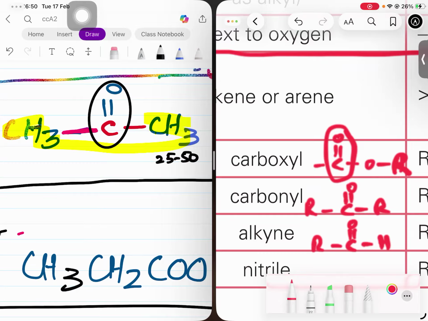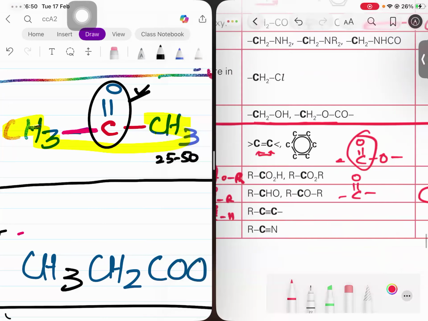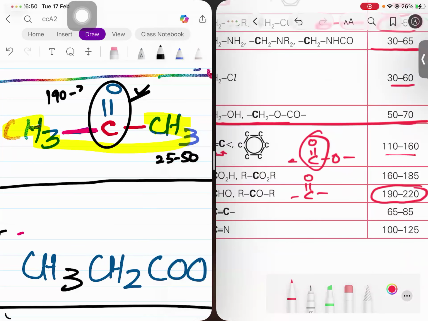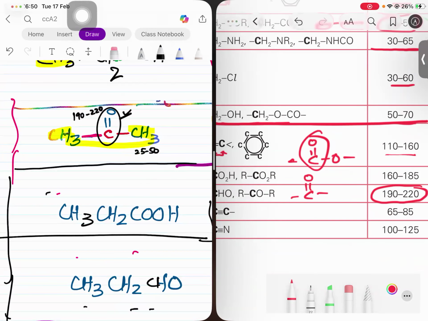So now what do you think? Is it carboxyl or carbonyl? It's a carbonyl. So what is the range of carbonyl? 190 to 220. Is it clear now? Yes, sir.